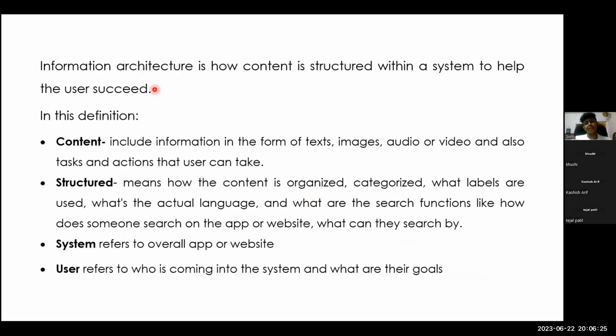Now, information architecture is how content is structured within a system to help the user succeed. In this definition, the word content includes information in the form of text, images, audio, or video, and also tasks and actions that the users can take. The word structured means how the content is organized, categorized, what labels are used, what the actual language is, and what the search functionalities are. The word system, as you all may know, refers to the overall app or website, and the users refers to who is coming into the system and what their goals are.